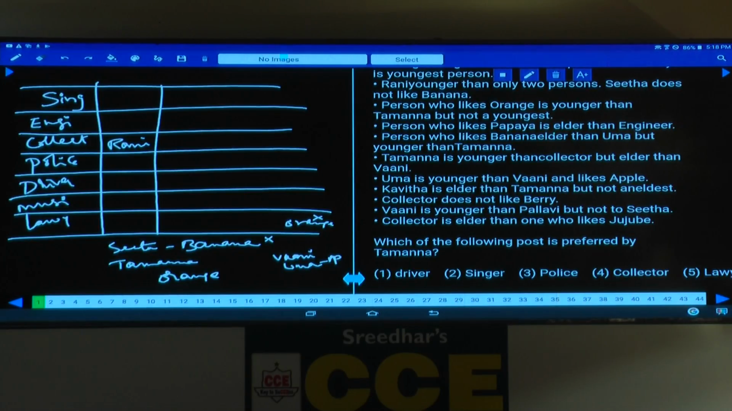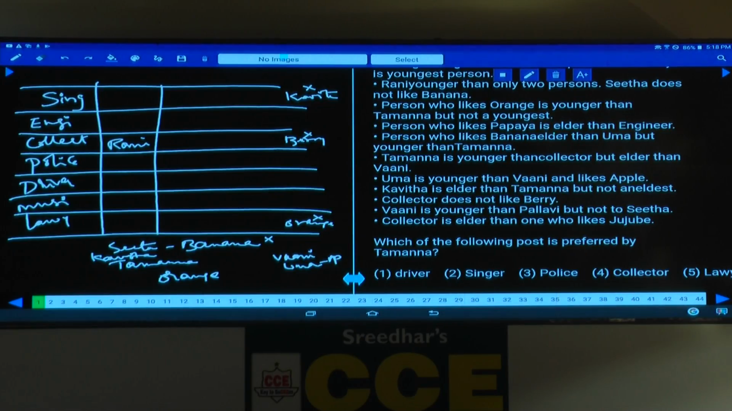And Kavita is elder than Tamanna. Now this Kavita is what? Kavita is elder than Tamanna, but not the eldest. Hence Kavita cannot be here. Kavita cannot be the eldest. And the collector does not like berry. Whatever this collector is, this Rani does not like berry. Hence berry here is ruled out.